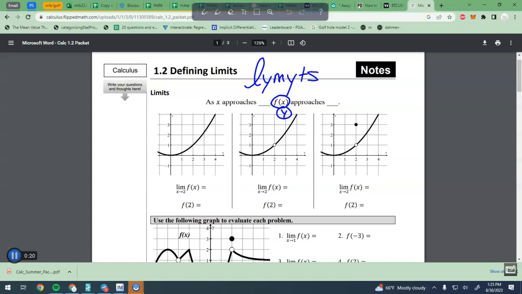So we got a couple examples here. Today's a little more straightforward. Tomorrow we're going to do some trickier examples.